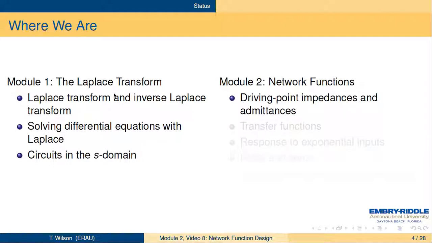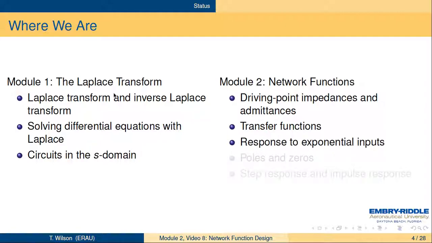We had driving point impedances and admittances. That's the ratio of the voltage and current at a particular terminal pair. We could have transfer functions between a branch variable at one terminal pair with another branch variable at a different terminal pair. We saw the response to exponential inputs: when you put an exponential input into a linear circuit, the driven component of the output was the network function evaluated at the frequency of the input times the given input.